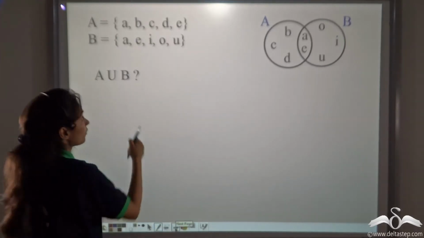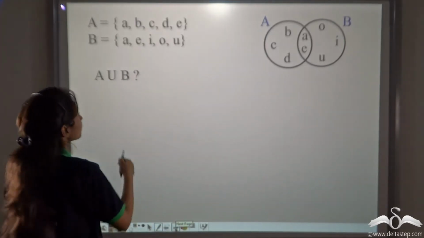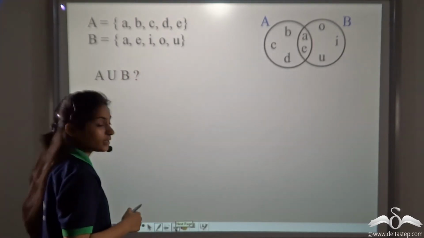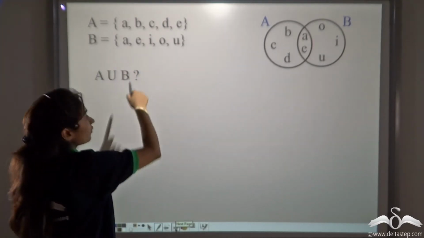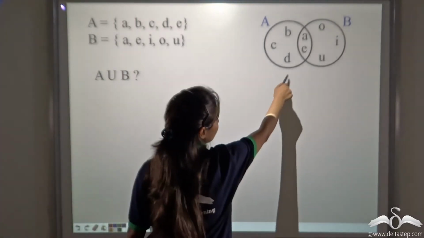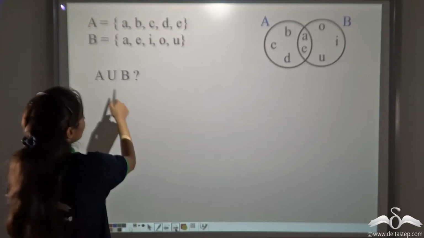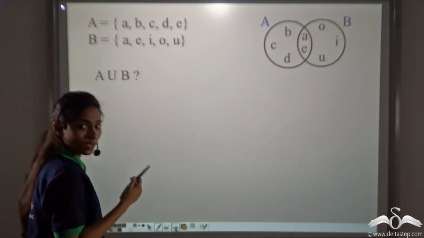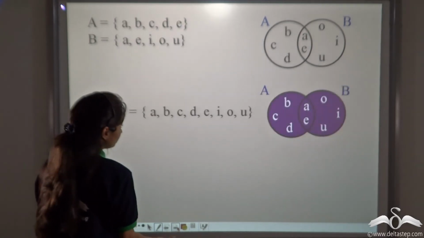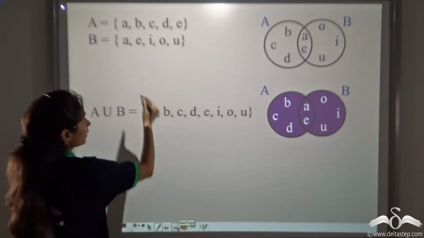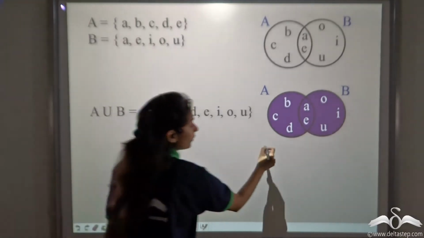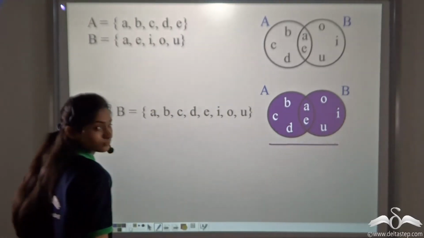Well, let's check whether it works out here. Here A is the first 5 letters of English alphabet and B is the 5 vowels of English alphabet. We have represented this in the Venn diagram. Now what is A union B? Find it out. You know very well how to find out A union B. Well, A union B is a set of all distinct elements in A and B. So we have made this Venn diagram for you.